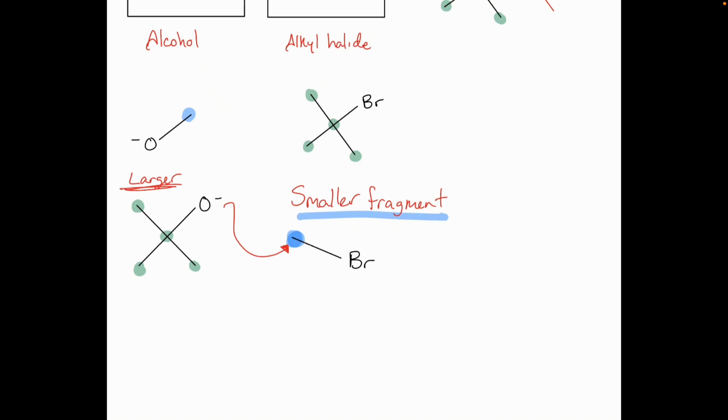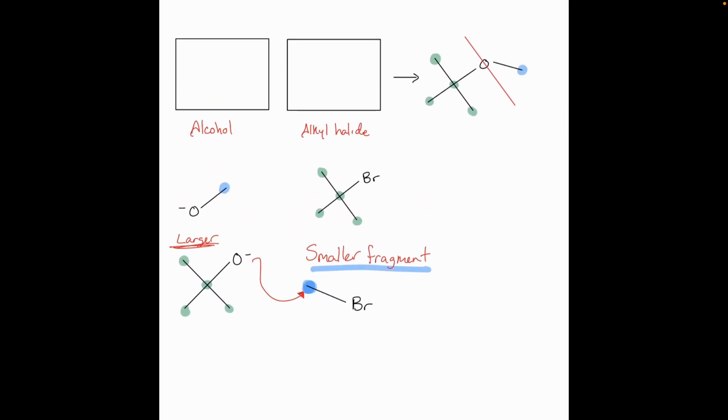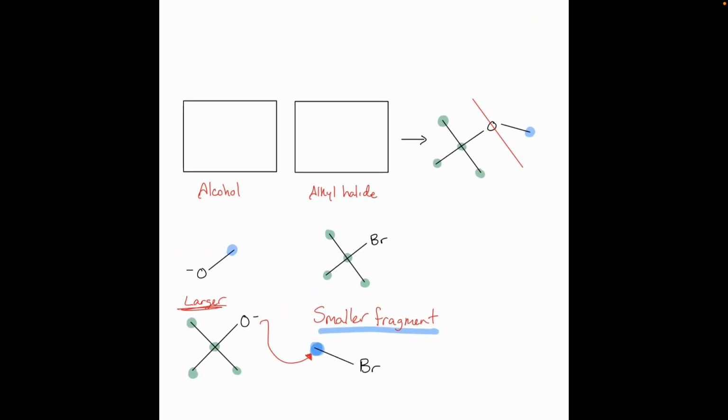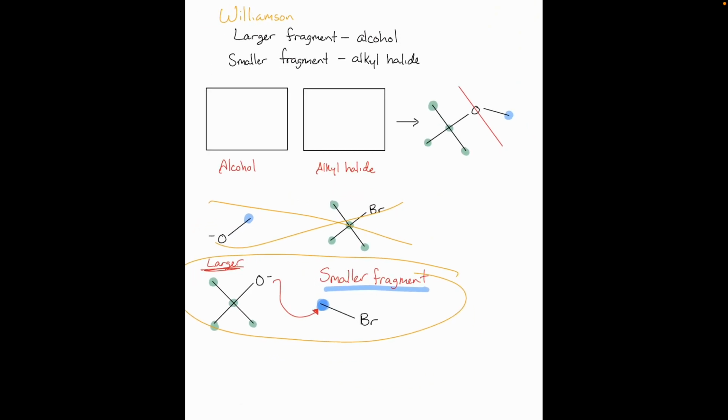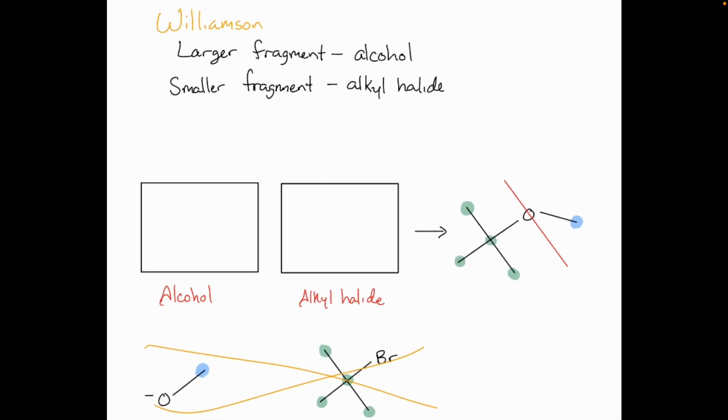to be our alcohol. Okay, so for the Williamson ether synthesis here, this is what we're going to keep in mind. So not this one. This one here. All right, so we can just say Williamson. We need the larger fragment to be our alcohol, and the smaller fragment to be the alkyl halide. And again, the reason why that's important is because the alkyl halide has that carbon that needs to be attacked, so the smaller fragment is less sterically hindered.